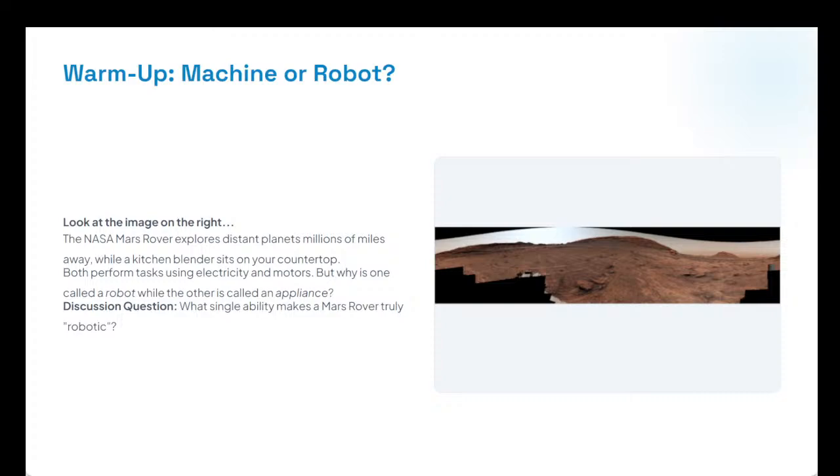Okay. The NASA Mars rover explores distant planets millions of miles away, meaning that NASA sends different rovers to different planets to explore how the land is. While a kitchen blender sits on the countertop, meaning that a daily item is sitting on the countertop. Both perform tasks using electricity and motors. But why is one called a robot while the other is called an appliance? Take a few minutes to figure that out.